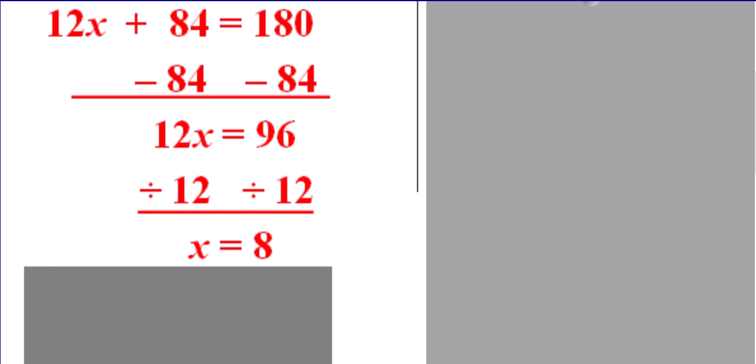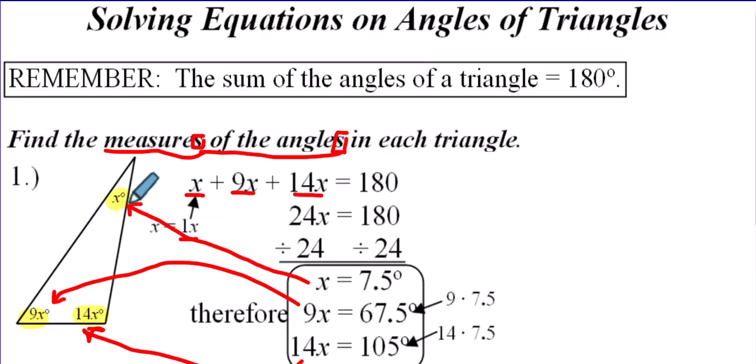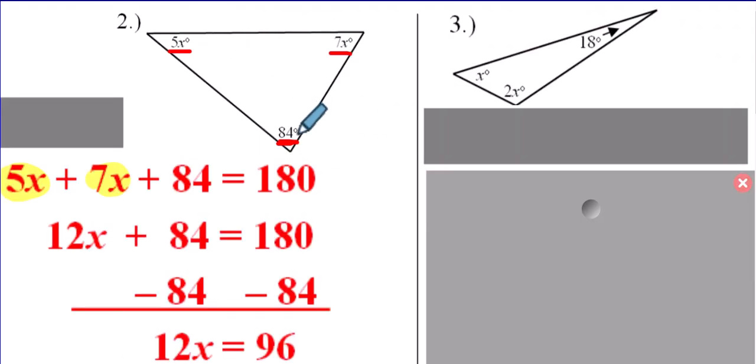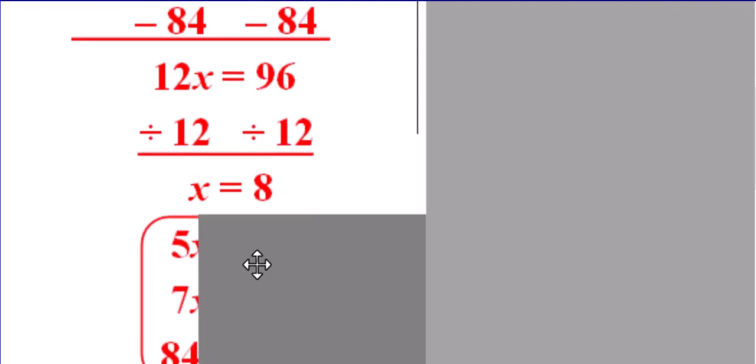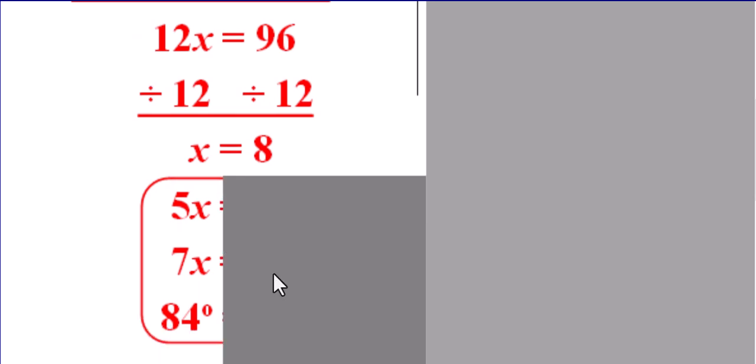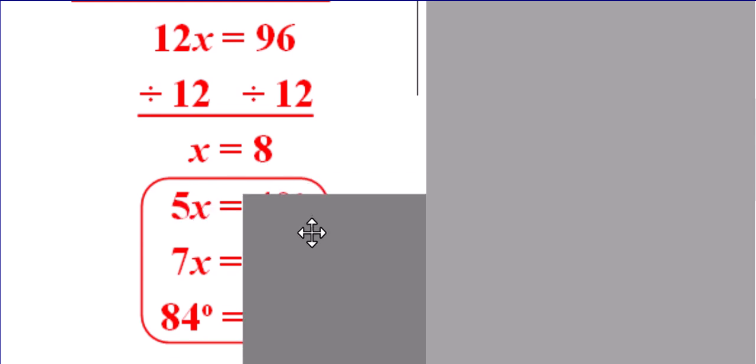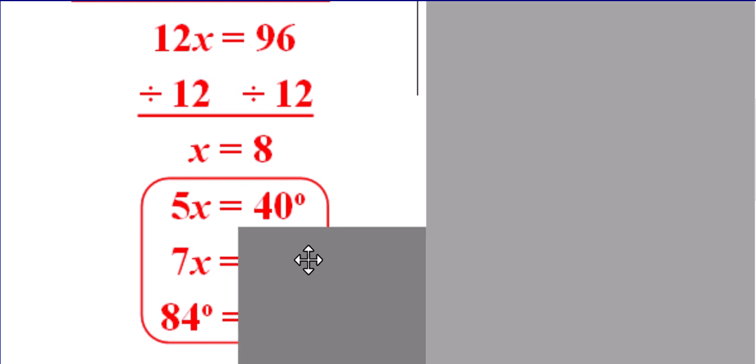It was on problem number 1. Here it is. X was one of the three angles. But on problem number 2, none of these three angles are only called x. So what do I do? Well, I need the 5x, I need the 7x, and I need 84. How do I get this? Well, 5x means 5 times x. X we now know is 8. So 5 times 8, boom, 40 degrees.